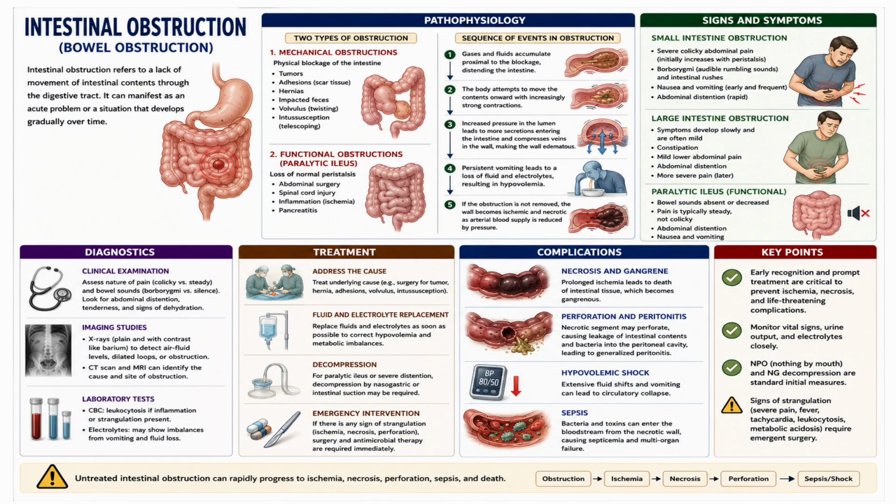If the blockage is not removed, the lack of arterial blood supply to that area can lead to ischemia and necrosis. Now, signs and symptoms differ by location. With a small intestinal obstruction, patients will present with sudden, severe colicky pain, audible, what we call borborygmi, like sounds, and rapid vomiting, while large intestinal obstructions will develop more slowly because they're further down, with constipation and mild pain that gradually gets worse.